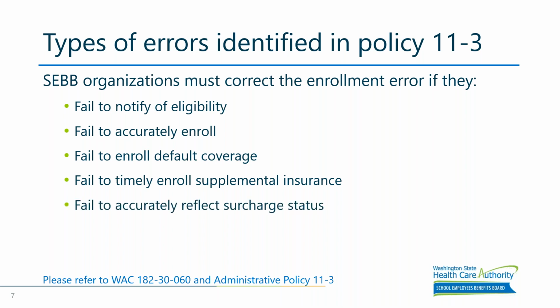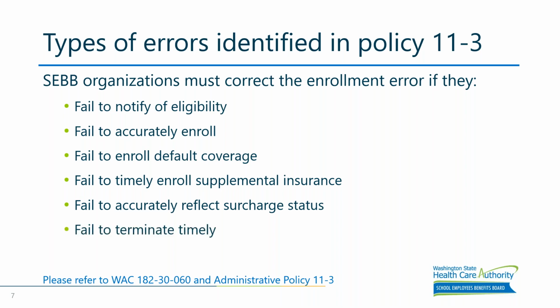So next one is failure to accurately reflect surcharge status. Again, maybe the employee dropped off their enrollment form and the BA failed to reflect surcharge status. Maybe the employee said no and the BA didn't do anything and left it to the default, which is yes, and the employee ended up being charged the tobacco surcharge or something like that.